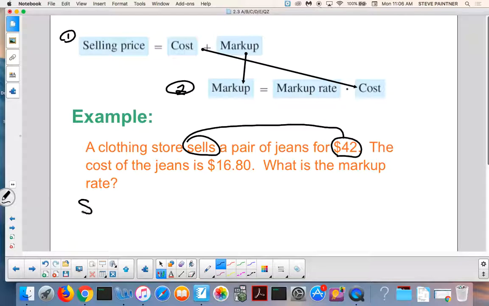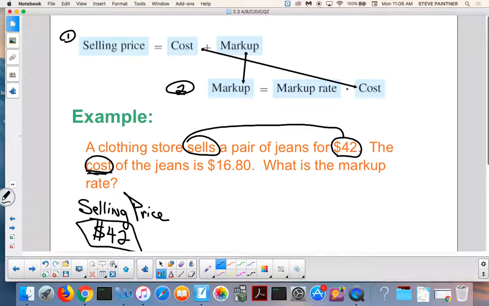So I'm going to do this. If they're going to tell me information, I'm going to write it down. What's my selling price? $42. Okay, keep reading though. The cost. Look, the cost is what? $16.80. If they tell me that, I will write it down.